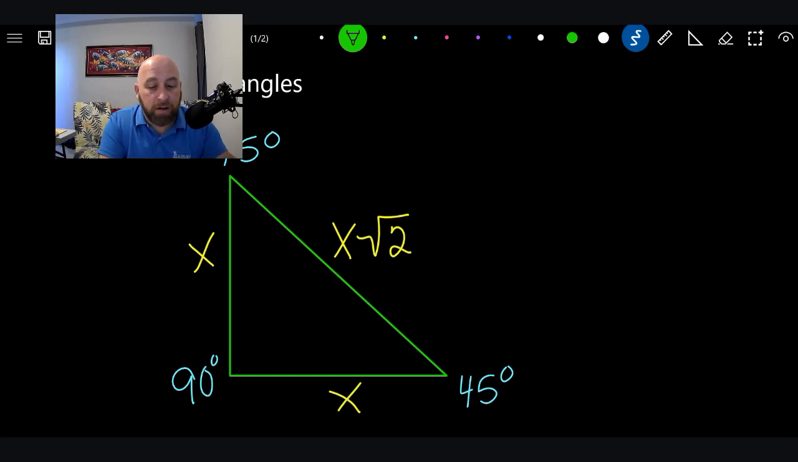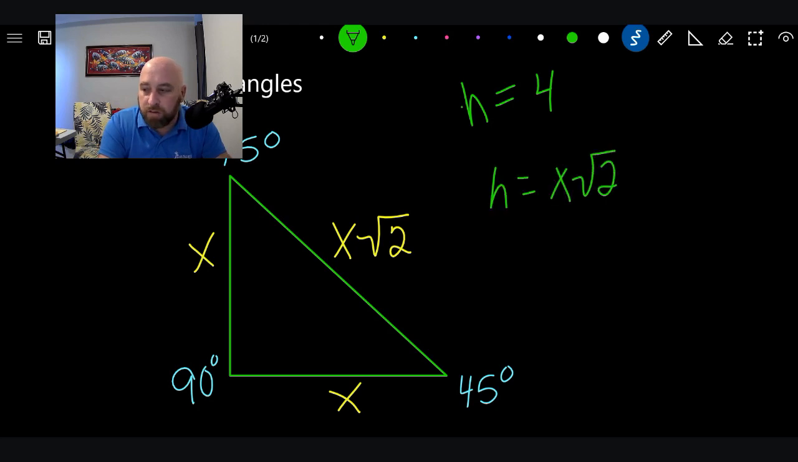Now, what if I know that the hypotenuse equals 4? Well, wait a second. This is a trick, right? I thought you said that it had to equal something square root of 2. No, I didn't. I said that it will always be x square roots of 2, but we don't know what x is in this case. We know what the hypotenuse is in this case. So how are we going to figure it out if we know the hypotenuse? If we know that hypotenuse equals x square root of 2, and we know that it equals 4, okay, how can we solve for x?